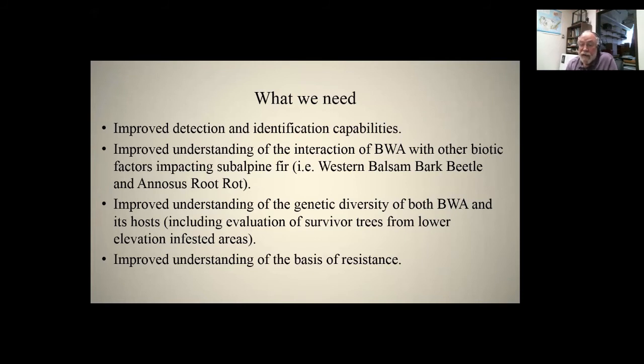We need to improve our understanding of the genetic diversity, both of the insect and of its host, subalpine fir. If we look north-south, I mean, the tree occurs from Alaska down into New Mexico. There's got to be genetic adaptations, and I think we need to start a serious program of looking at that genetic diversity. We need to improve our understanding of the basis of resistance. Fred mentioned this as well.